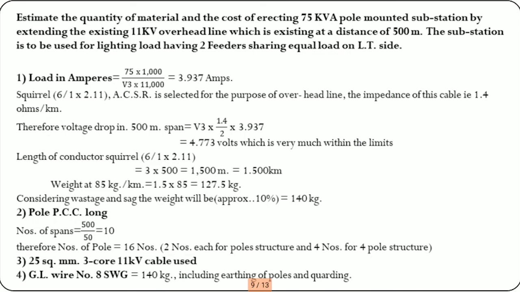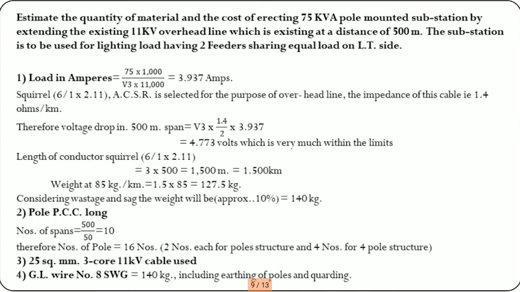After calculating this value we get 3.937 ampere. For this 3.97 ampere, squirrel 6/1 into 2.11 ACSR is selected for the purpose of the overhead line, and the impedance of that conductor is 1.4 ohm per kilometer. Then find out the voltage drop in the 500 meter span.